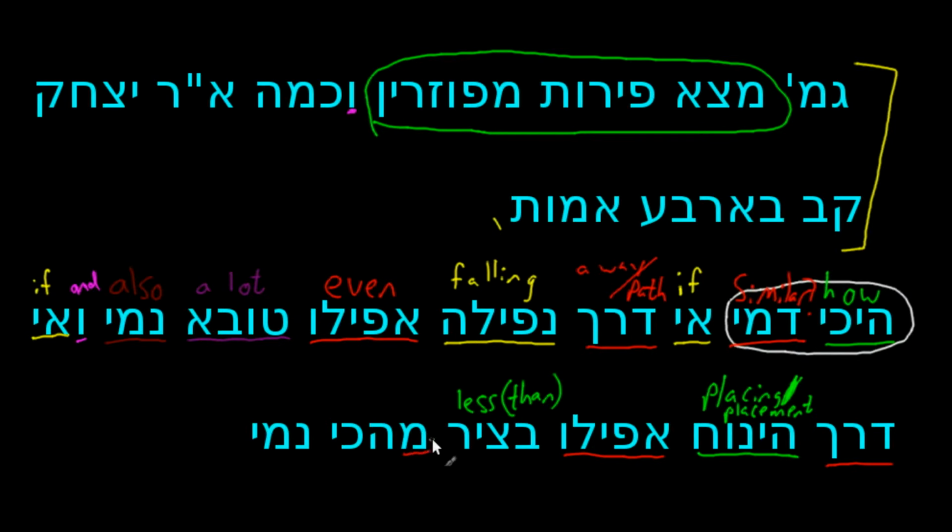Mehachi: mem is from, and hachi has four meanings. Let's try and figure out which one fits the best. Hachi means so, such, thus, and this. We're going to come to this in a moment. Just hang on a second. And nami, we have, means also. We had it before. Also.